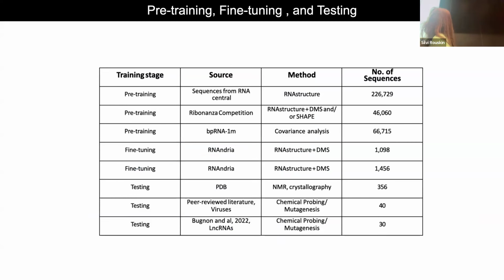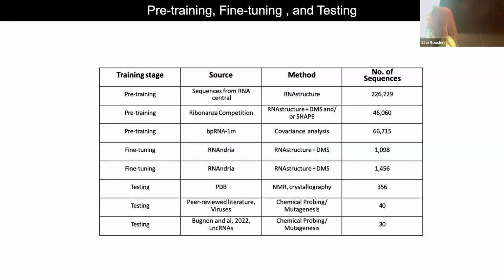Okay, just a very quick look at how we train this model. We try to get, obviously, as much data as possible. Part of it was just sequences from RNAcentral, and the Rhiju Das Ribonanza competition that had chemical probing data. And then we fine-tuned on our little data set, because we had long RNAs, but they were much smaller in number.